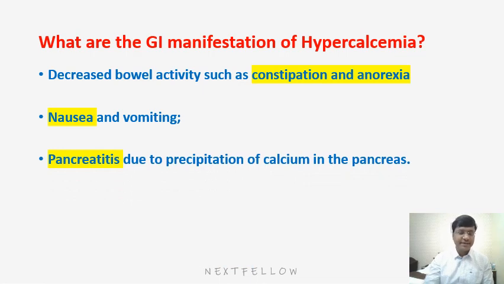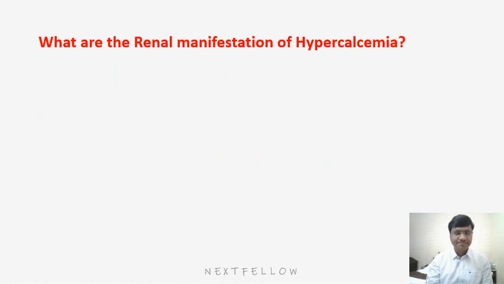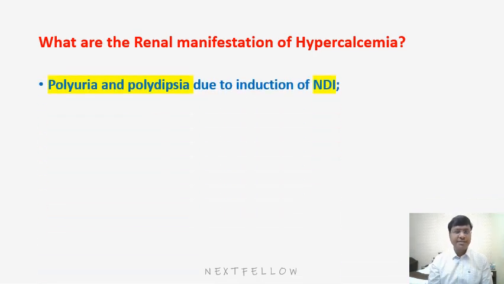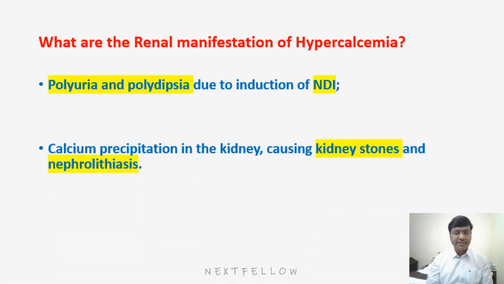So why is there pancreatitis? That is due to precipitation of calcium in the pancreas. So that will result in the development of pancreatitis, right? Next. Now, what are the renal manifestations of hypercalcemia? They include polyuria as well as polydipsia. Why is that? Because whenever there is hypercalcemia, the individual will develop nephrogenic diabetes insipidus, and secondary to that, the individual will have polyuria as well as polydipsia. Then, calcium precipitation in the kidney causes kidney stones as well as nephrolithiasis. So these are the two renal manifestations of hypercalcemia.